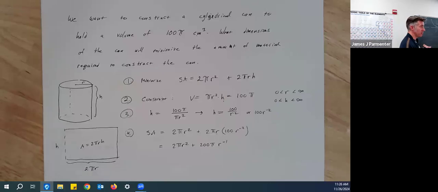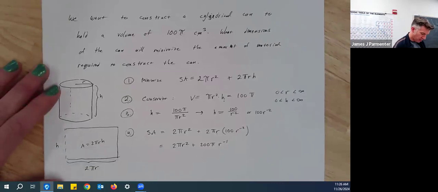Explicit domain versus implicit domain. Implicit is literally any number you can plug in and get some result. Explicit is the numbers you can plug in that make sense to plug in. Okay, so let's find those critical values.